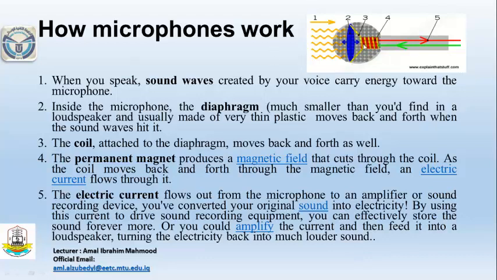The electrical current generated flows out from the microphone to the amplifier or sound recording device. You've converted your original sound to electrical impulses by using this microphone. This signal can be amplified and then fed into the loudspeaker, turning the electricity back into much louder sound.